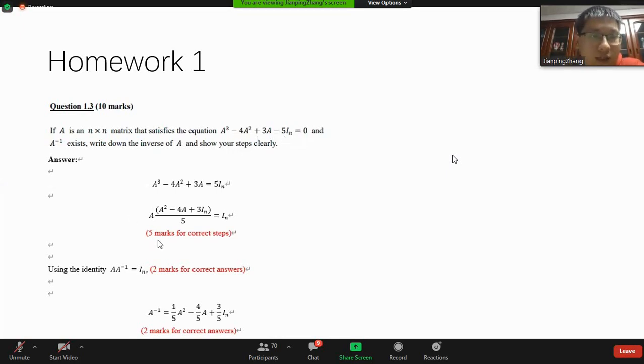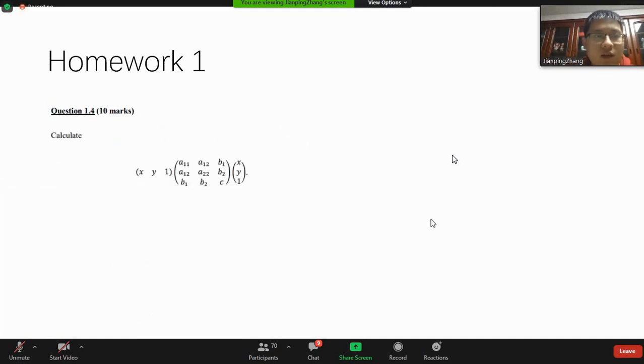So here are the answers. And I guess there is one thing we need to pay attention to, look at the results here. We have an identity matrix for the 3/5. So please pay attention to that. Some of the students miss the identity matrix. So pay attention to that.